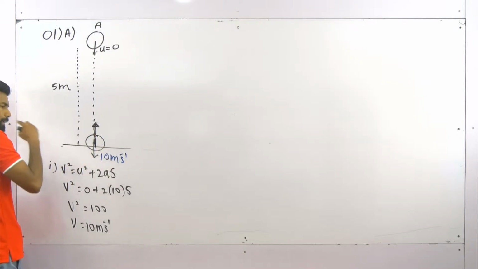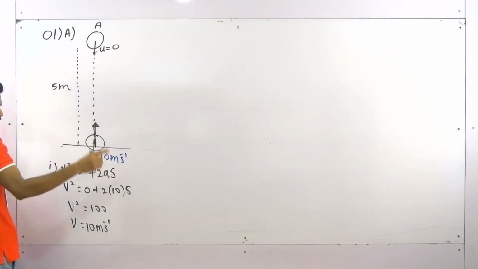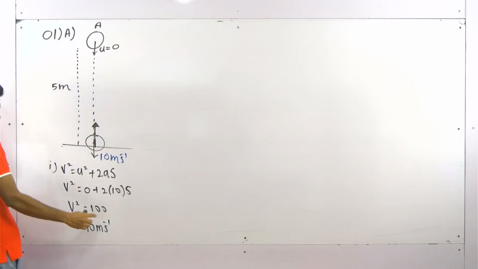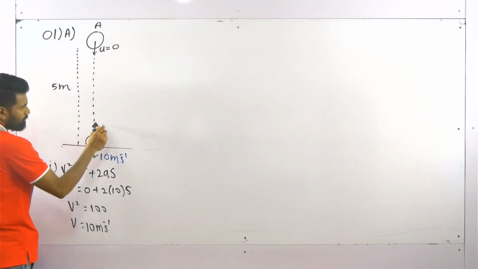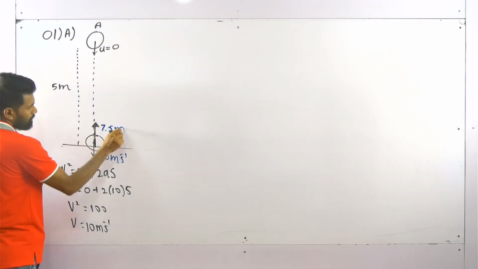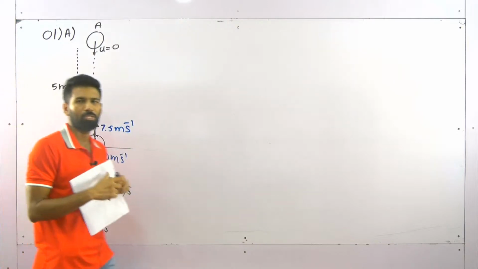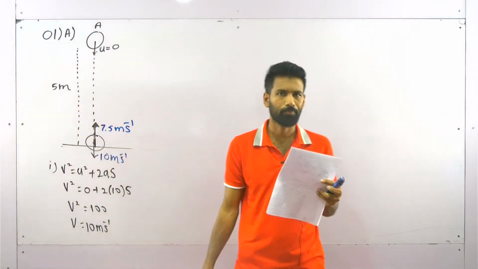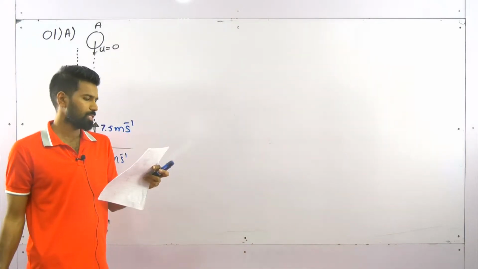So the velocity that it bounces has reduced by 25%. So what is the value? Now it hits the ground with a velocity of 10 meters per second. It will move up with the velocity of 7.5 meters per second. Okay, 25% is wasted. That is the velocity that A bounces back with.